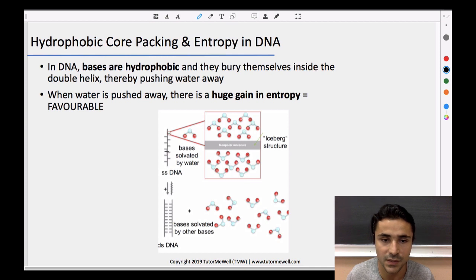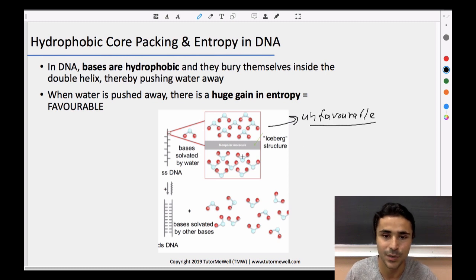So if you can see, this is a single strand of DNA, and these ones are bases, okay? And so this is a zoomed in image of what happens when those bases are solvated by water. So this process here is very unfavorable, meaning that you don't necessarily come across DNA as a single strand in nature. And the reason is this. So if we zoom into this part, so that's like a single base here, let's call that a nonpolar molecule, okay, that's our base. You'll see that we form an iceberg structure.